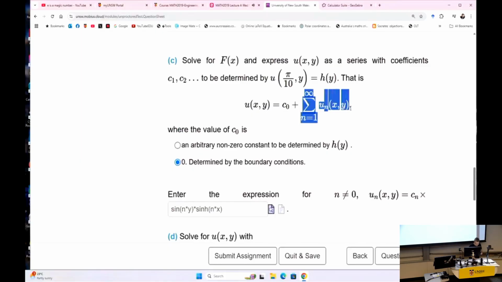Let me see if I can find my notes for that. They're here somewhere. Just give me a minute.